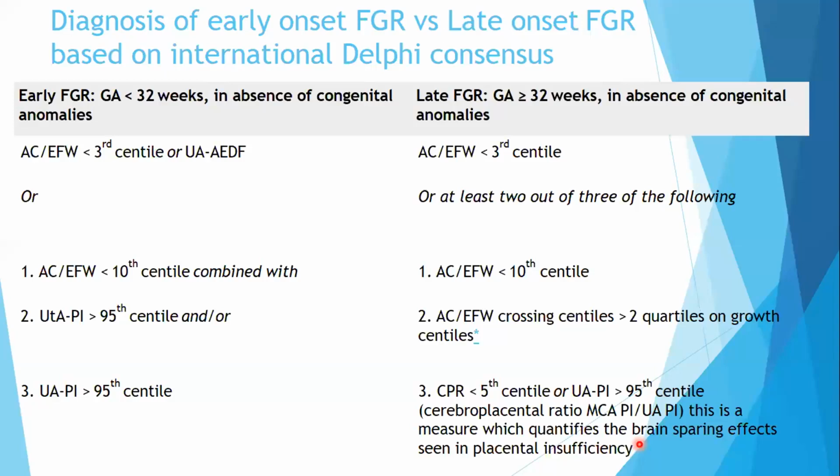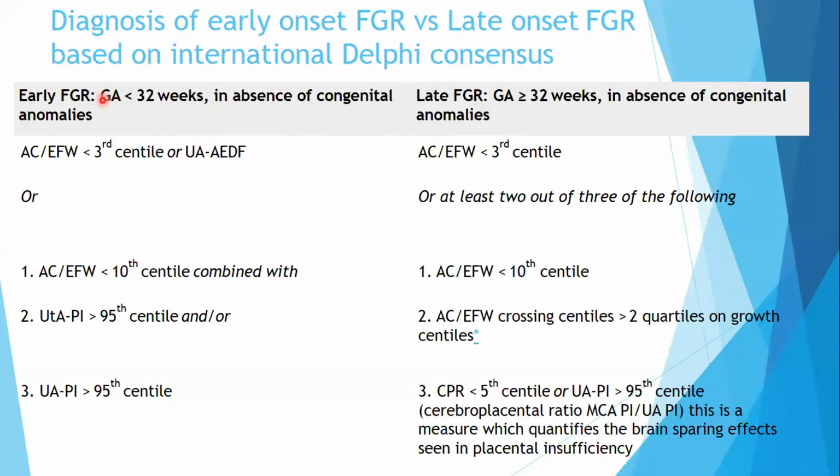And now the diagnosis of fetal growth restriction is based on an international Delphi consensus. What this basically means is that a group of experts came and decided that this is the best way that we can diagnose fetal growth restriction. Early fetal growth restriction has certain criteria which are a little bit different from late fetal growth restriction. With both early and late fetal growth restriction, if at any given time the estimated fetal weight or abdominal circumference is less than the 3rd centile, this is enough for us to diagnose these babies with fetal growth restriction.